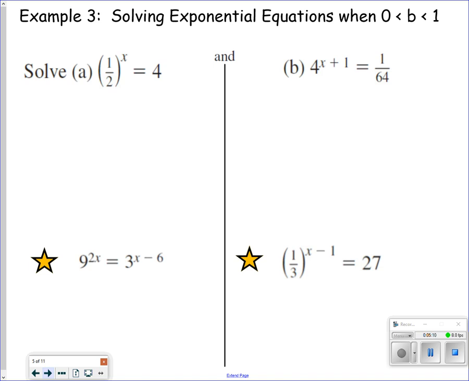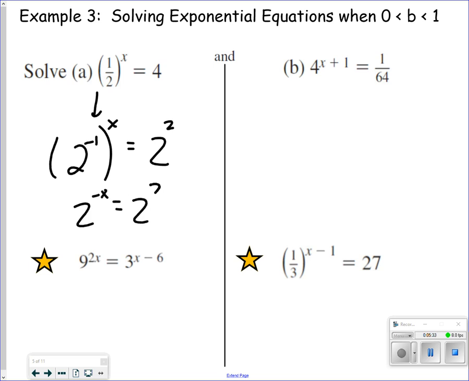So instead of a half, this is 2 to the negative first. I'm going to pause for a second there and let you think about that. Anytime you have a 1 over a number, it's to the negative first power. So I'm going to make it back into a number that's now greater than 1. What happens when I have a power raised to a power? I multiply the two powers together. Bases are the same. So now negative x would equal 2, x would equal negative 2 is the answer.